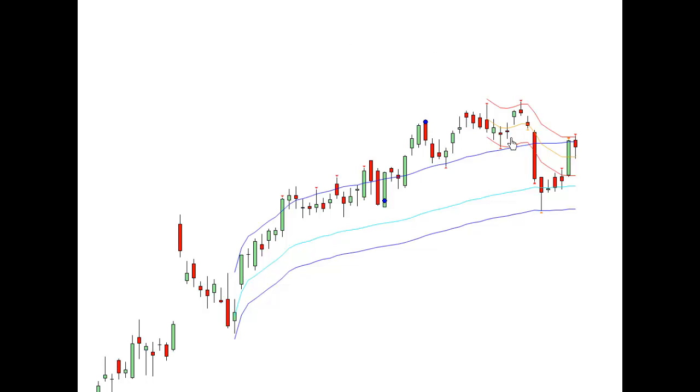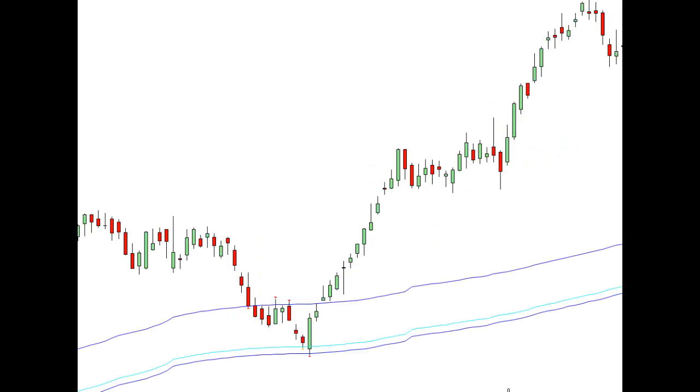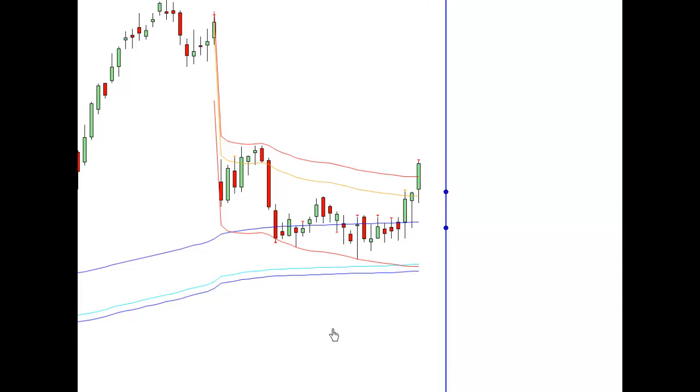This is an example in Nike, and recently there was a nice test of support in Whole Foods Market. This is Whole Foods Market on a daily chart, and you can see this is back in late August, we had a test of this important support curve, and just recently we've been testing into the support area.